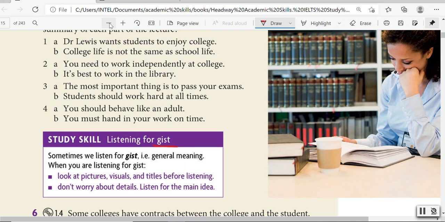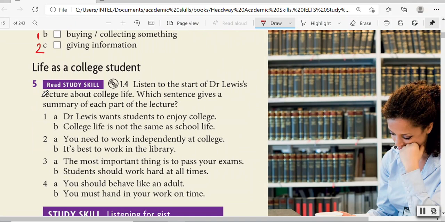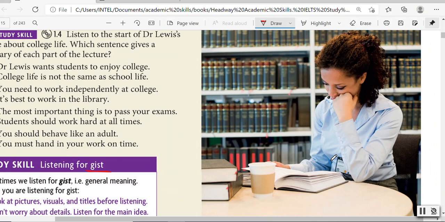Okay, if you are going to listen for the gist, you must look at the title. For example, in here the title is Life as College Student. And also check the picture. Look at the picture. We have this girl, she is studying. I think she's at the library. She's at the library and she's studying.